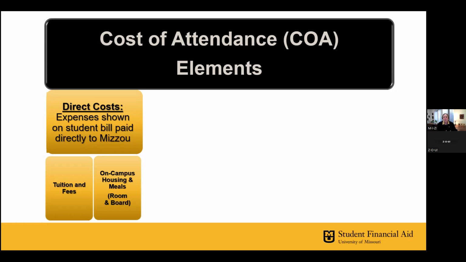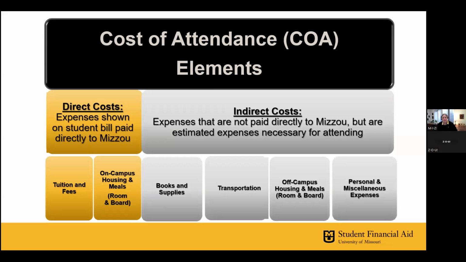Most families want to know what these costs are and then how much of their financial aid is going to cover these costs. And then from there, they will figure out or they will put together a budget and a plan to pay the rest of the costs. And so what are the rest of the costs? Well, the indirect costs, those are expenses that are not paid directly to Mizzou, but are estimated expenses that might be necessary for attending. These are going to vary by student.